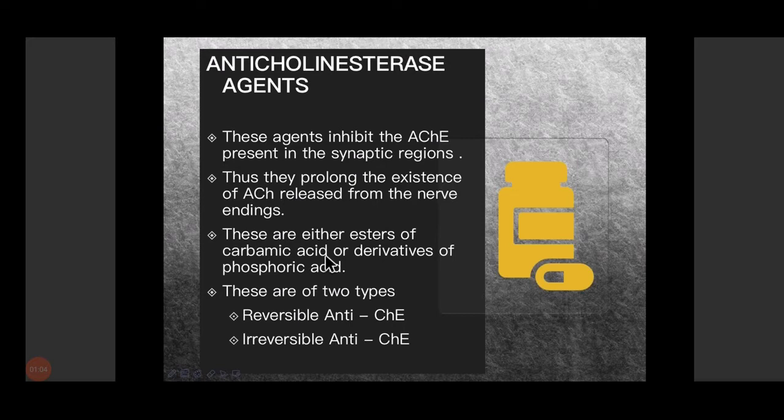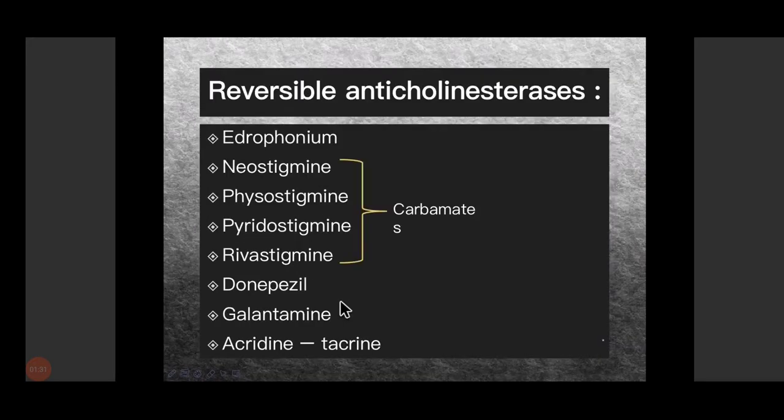There are two types. They could be reversible or irreversible. See, reversible things are always better because you can put them to use, because if their action goes in excess, you can control them. But irreversible goes out of control. Just to revise, they could be either derivatives of carbamic acid or phosphoric acid, or something related to carbamic acid. They could be reversible, they could be irreversible. Let's talk about their classification a little bit.